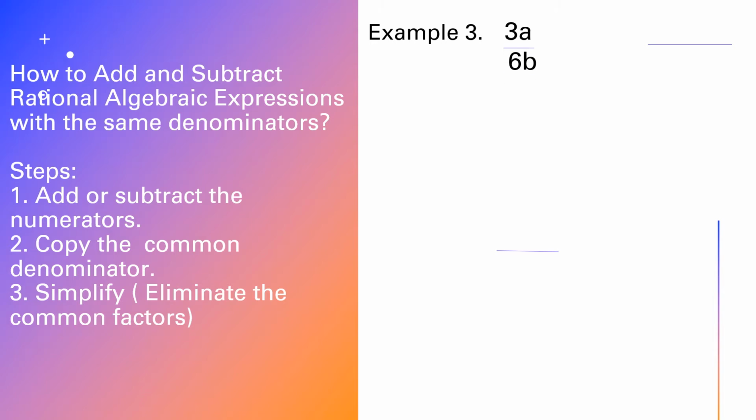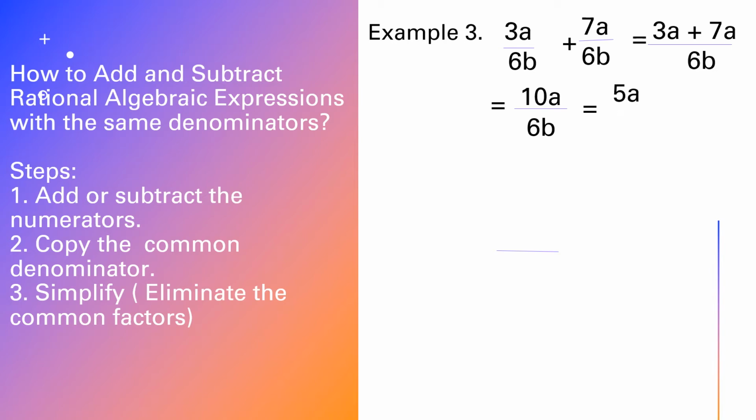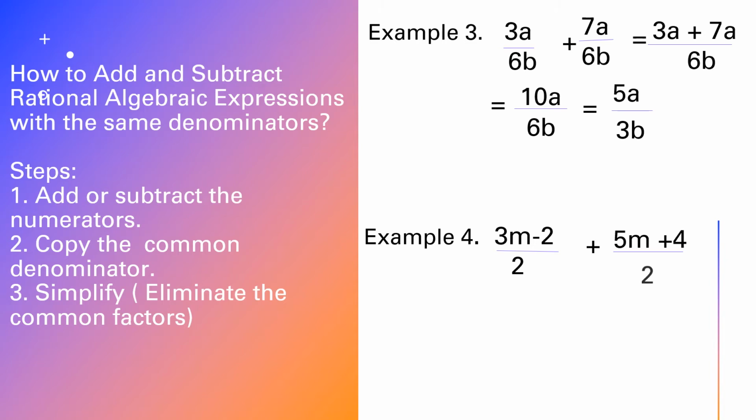Let's have another example. 3a over 6b plus 7a over 6b. Okay, again, combine the numerators. So that is, copy the denominator and add 3a plus 7a, that is 10a over 6b. Now, simplify 10 and 6 by 2. 10 divided by 2, that is 5. Then copy a, so 5a. And then 6 divided by 2, that is 3. So 3, just copy the variable b. That's the simplest form.